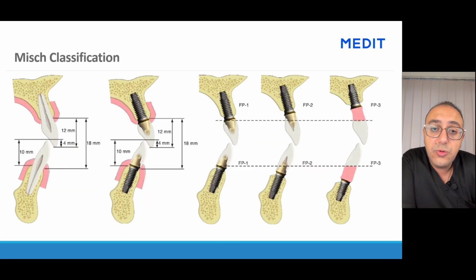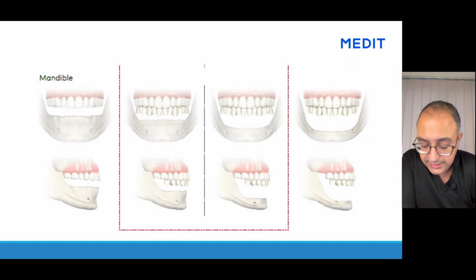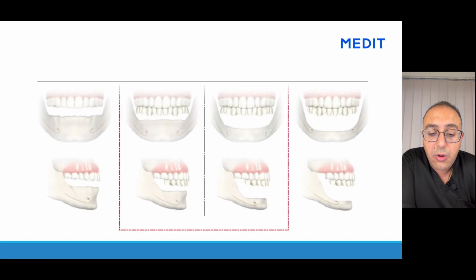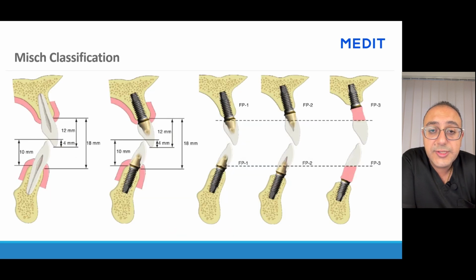And according to Misch, there is a Misch classification that classifies the amount of bone loss and the teeth loss into 3 categories. We call them FP1, FP2, FP3. FP goes for fixed prosthesis. 1 means that your patient only will receive white teeth. This is an FP1 case.